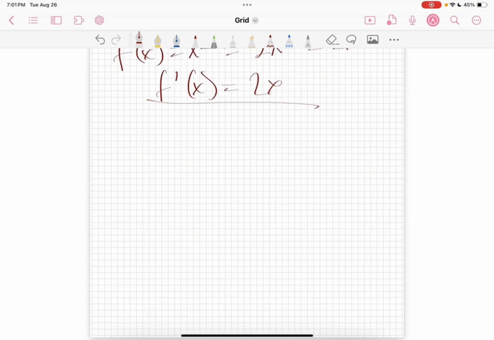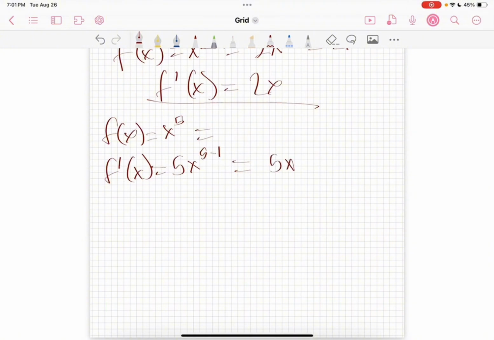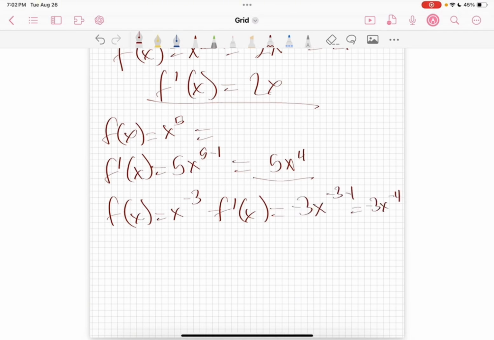Number 2, we can have f of x equals x to the power of 5. Then we will take 5 to find the derivative, 5x, and then 5 minus 1, which equals 5x to the 4th power. That is our derivative for that example. Example number 3, with a negative exponent, given f of x equals x to the negative 3, it'll be the same thing. We take negative 3x to the negative 3 minus 1, which equals negative 3x to the power of negative 4.